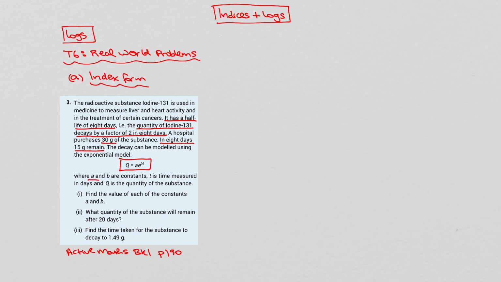And these are constants. So that means that once we find them, they're going to stay the same for the rest of the question. Now, the other thing to note is obviously that our T is time, and that's measured in days. So I always like to start by stating what each of my letters represent in the question and what unit they are measured in. So Q is my quantity of iodine 131, and it's measured in grams. T is my time, and that's going to be measured in days. And then A and B are both constants.